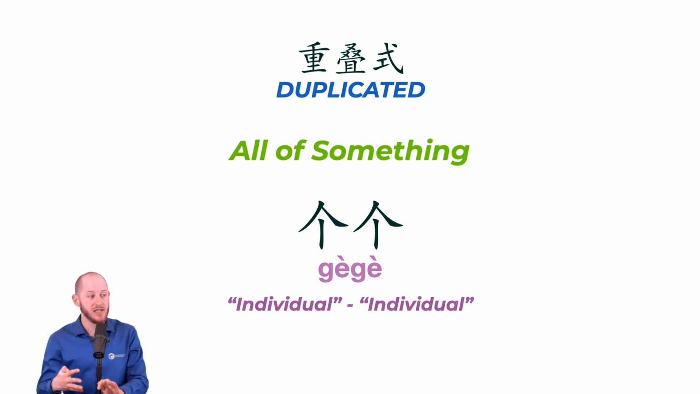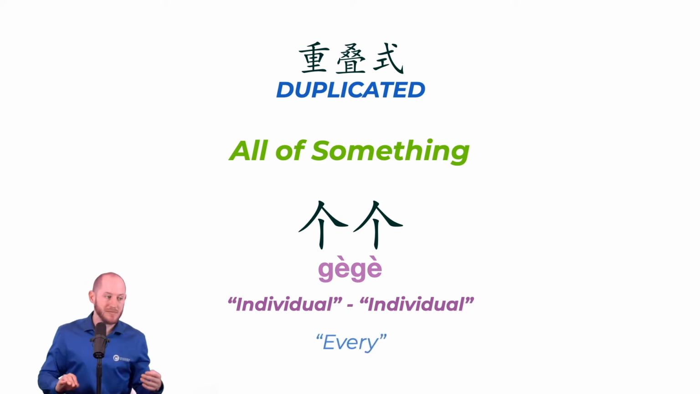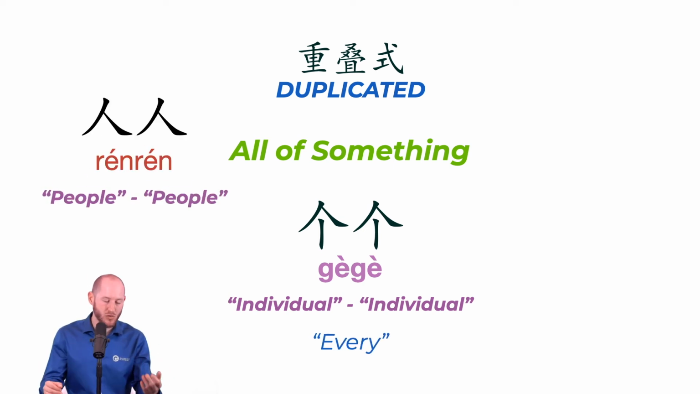Now, when the characters are duplicated and neither of them is changed to 5th tone, it's usually indicating all of something, and they're usually measure words like 个个, 个个. So 个 is a measure word for individual. 个个 means every in general. Now, you more commonly will hear people say 每个, but 个个 also is totally fine.